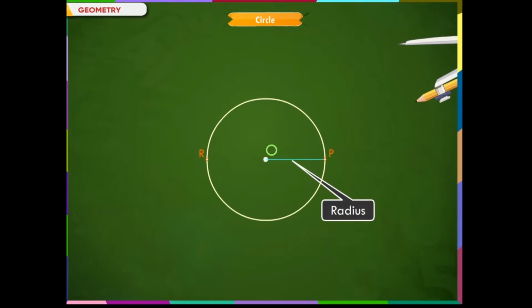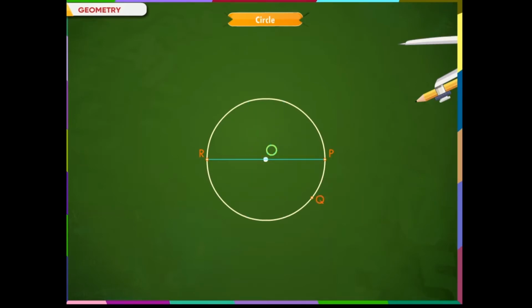Take one more point R on the circle. Draw a line segment PR passing through O. This line segment is called the diameter of the circle. We can draw countless number of diameters on a circle.